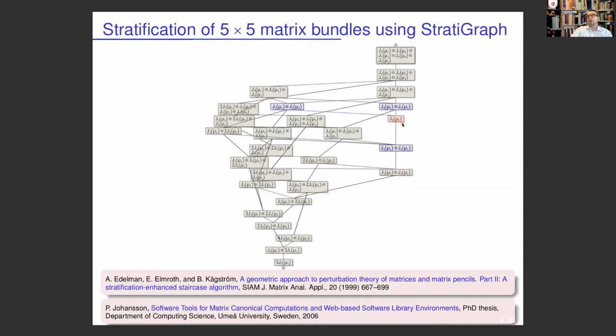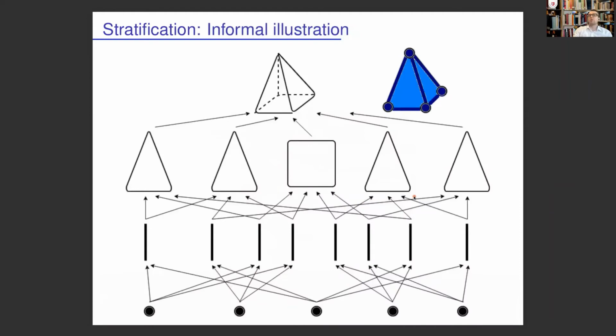So for example, the red one is the 5 by 5 Jordan block, and the very top one here is a direct sum of 1 by 1 Jordan blocks corresponding to all the different eigenvalues. So you can recognize this part, and you can see that this is just a small subset of all the possibilities for the 5 by 5 case. And the number of possibilities grows exponentially with the dimension of the matrix. Okay, so a very informal illustration of what it means.